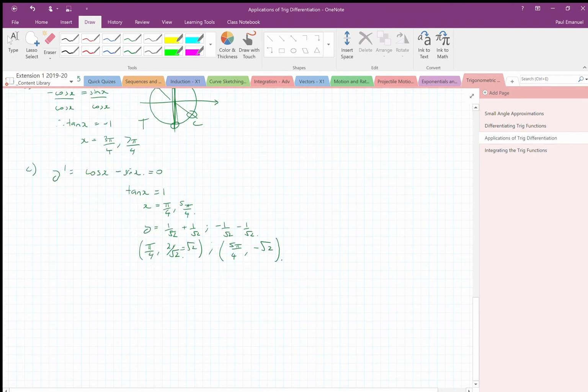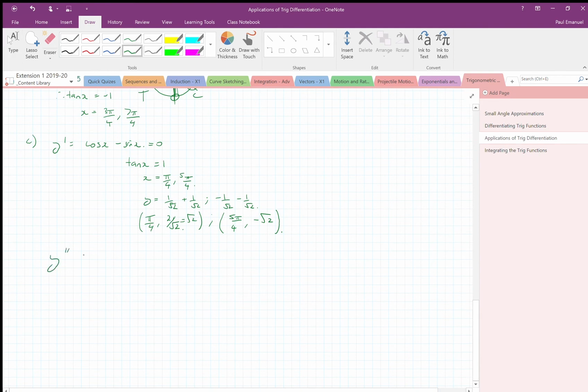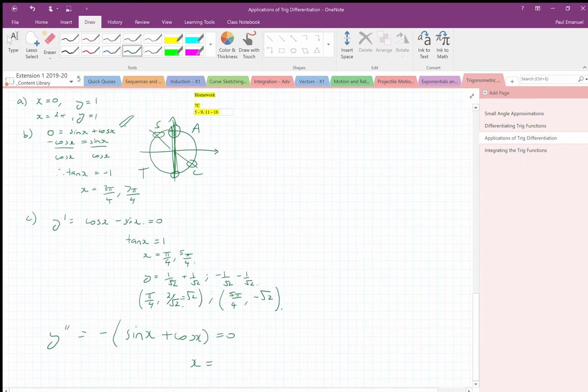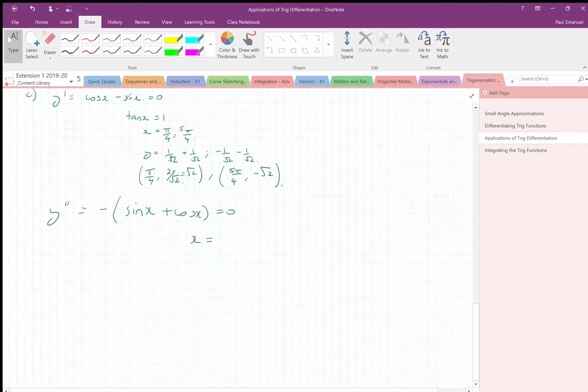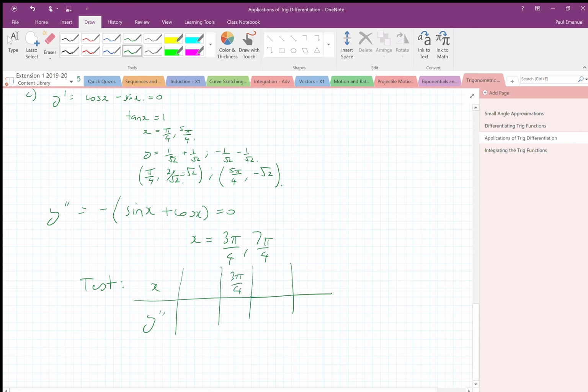Finding points of inflection. So this alludes to what we just did at the end of yesterday's. So the second derivative is negative sine x, which will get to 0. We did that before. Back here. And so we get 3 pi over 4 and 7 pi over 4. And then we would test. Okay. So x, y dot dot. 3 pi over 4, 7 pi over 4.